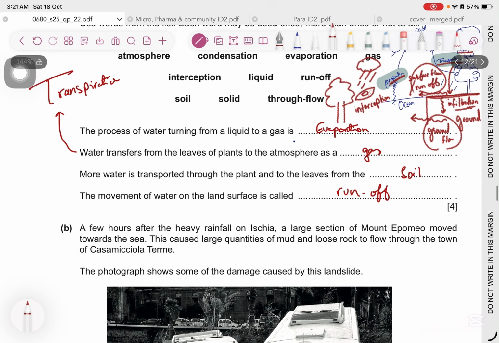The process of water turning from liquid to gas is called evaporation. From leaves, you have water transfer. Water transfers from the leaves of the plant to the atmosphere in the form of gas by transpiration. More water is transported through the plant and the leaves from the soil. And then the movement of water on the land is called runoff, or surface flow.